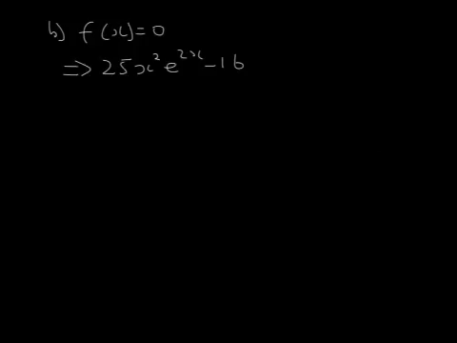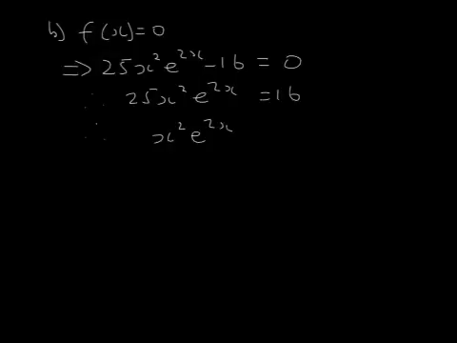In part B, we've now got f of x equals 0, so you can put that equal to 0, so therefore 25x squared e to the 2x equals 16, therefore x squared e to the 2x is 16 over 25.